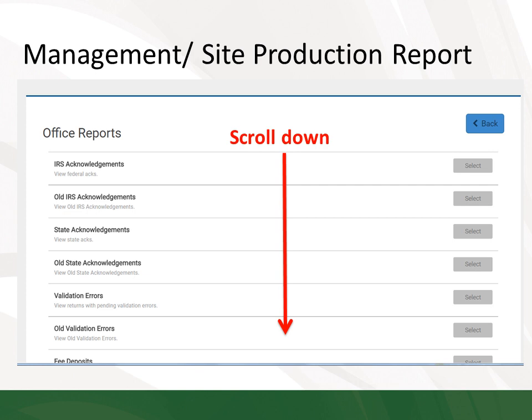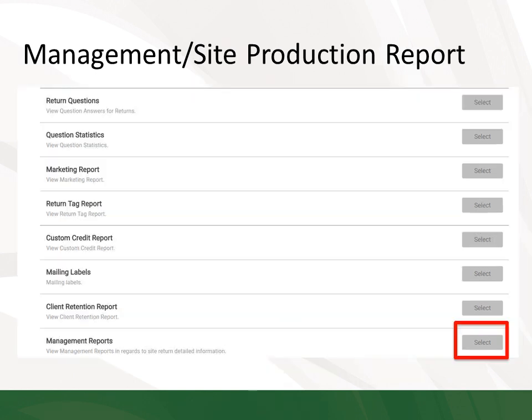Okay. So the final report that we're going to pull, and probably the most powerful report, both in terms of MEIC data, but also for your own site efficiency and getting to know your clients better, is the management/site production report. And just like the other three reports, we want to go to Office Reports, so that's the report button from the main screen, and scroll down to the bottom of the screen. Once there, we want to select management reports.